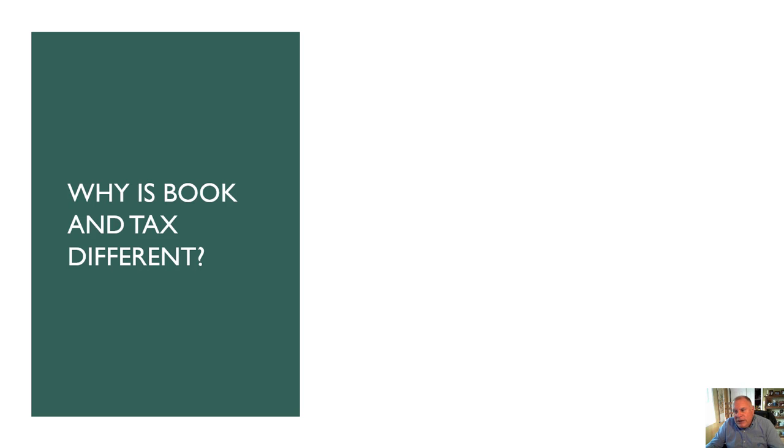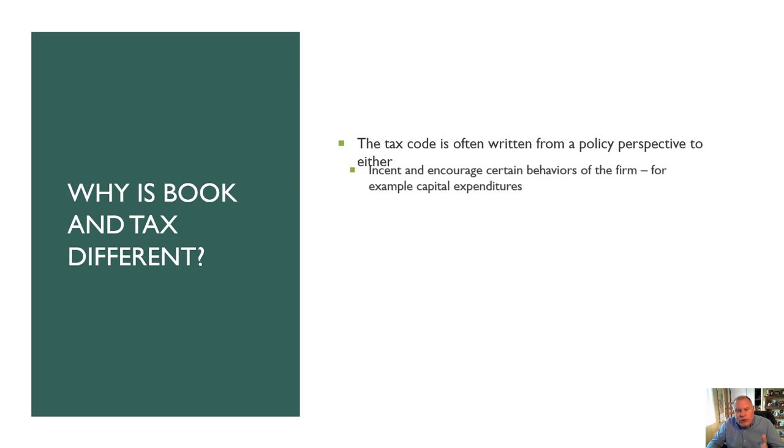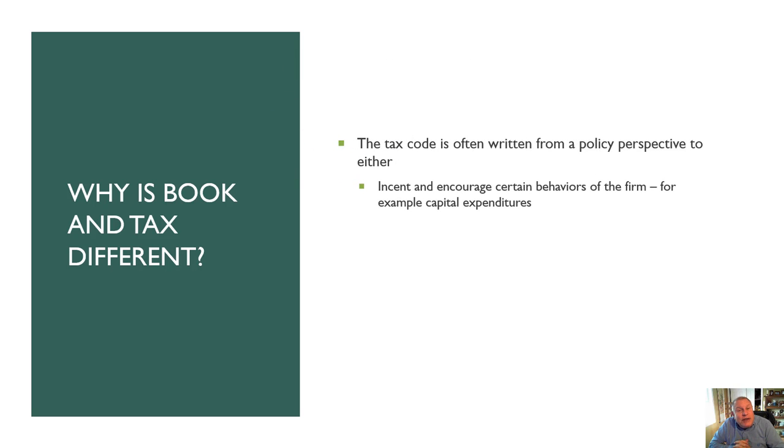Now, the next question that comes up is, why is book and tax different? The tax code is written from a policy perspective. Okay, it's intended to encourage and incent certain behaviors. So the tax policy in 2017 was to incent companies to buy new equipment, make investment in the company. Okay, for example, capital expenditures, buying more equipment. So the tax code is written from that policy perspective.